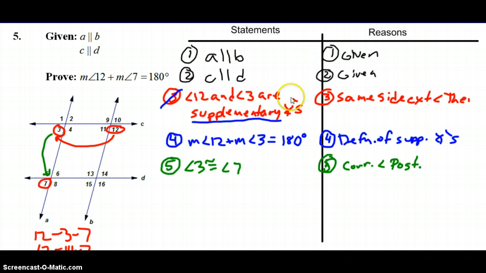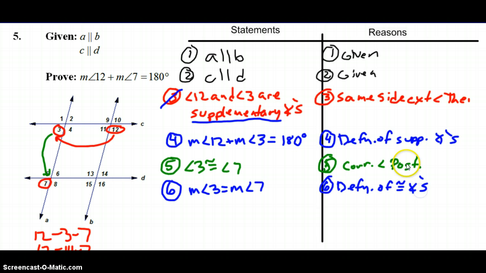Again, because we're working with the measures of the angles, the measure of angle 12 and the measure of angle 7, I can make the conclusion that the measure of angle 3 equals the measure of angle 7 by the definition of congruent angles, which says if angles are congruent, then their measures are going to be the same.